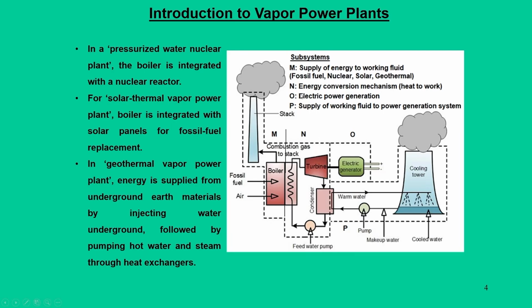The second category, which is N, is the energy conversion mechanism. That means, when heat is being supplied, we are trying to find a mechanism through which we can get work. So, this has a resemblance in that the working fluid is being circulated in this circuit which involves N, and that takes heat from this boiler, which we can quantify as Q1.